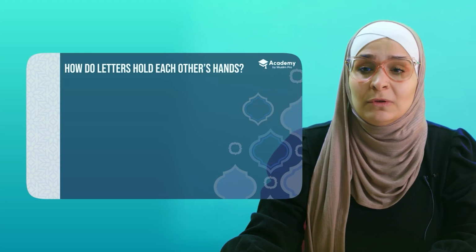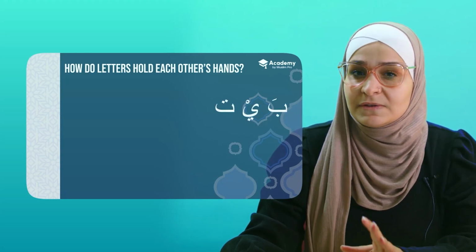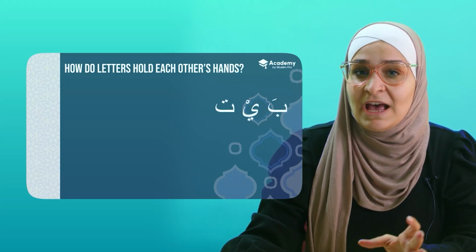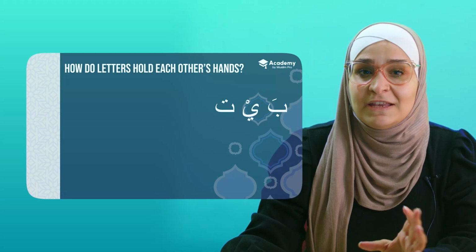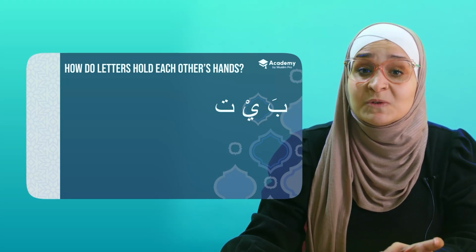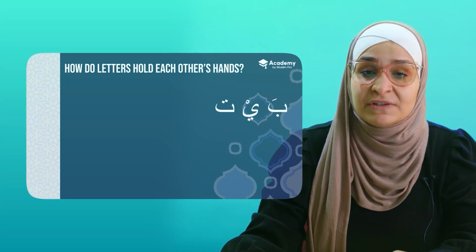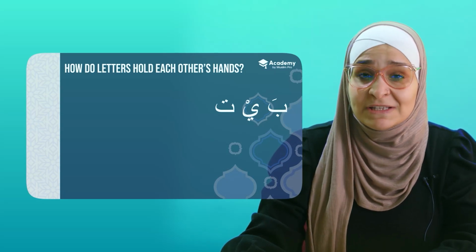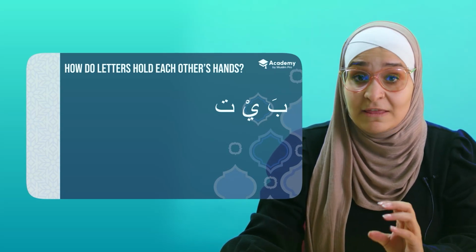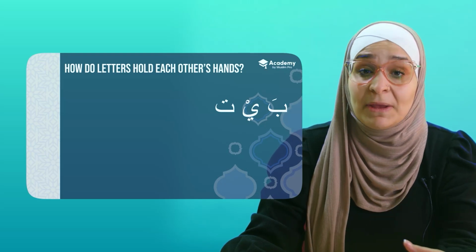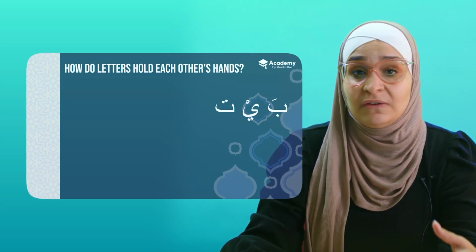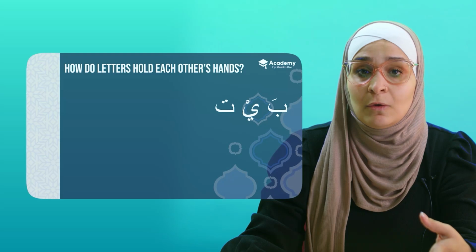Next, we will look at how Arabic letters are connected, and how they hold hands. So look at these three letters. So these are ba, ya, ta, and these are their shapes or their forms when they are in independent positions. But when we write them in a word, we have to connect them together, which means that they will transform. They will have to change their shape in order to be connected to the letter after, or in the middle, or to the letter before.